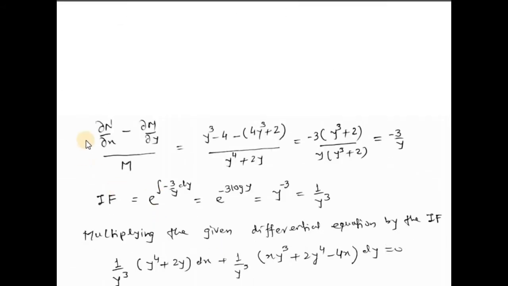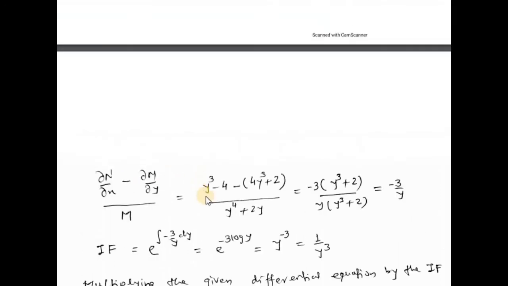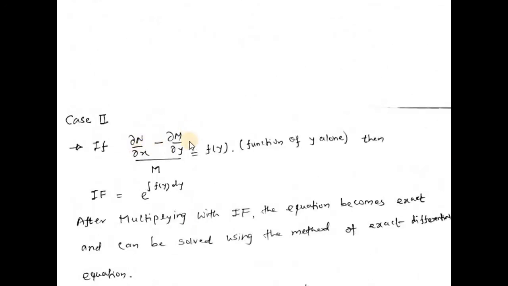So we will find (∂N/∂x − ∂M/∂y) divided by M. It will be (y^3 − 4 − (4y^3 + 2)) divided by M, that is y^4 + 2y. If we simplify it, it will be −3(y^3 + 2) divided by, here y common, y(y^3 + 2). So y^3 + 2 cancels out. So it will be −3 divided by y. So here case 2 can be applied because this is a function of y, as we have studied in case 2. If this is a function of y, then we can apply case 2.